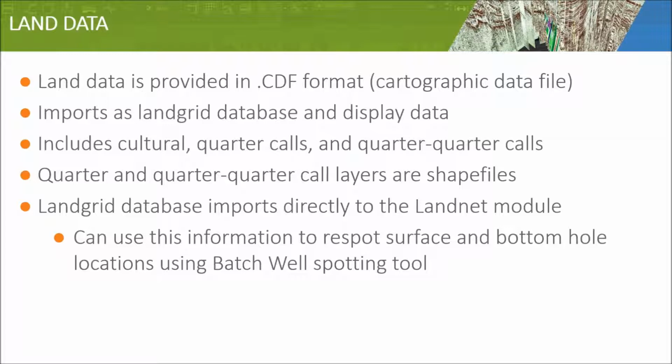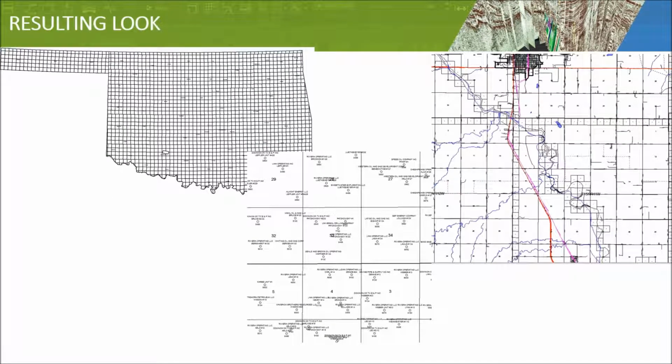The land grid database imports directly into the LandNet module. So with that, you can actually use that information to respot surface and bottom hole locations using the batch well spotting tool directly in Wellbase, as opposed to importing that data from a shapefile. You don't really get that option. Those are display only layers. You can get an idea of where your land grid is, but you can't correct any of the data afterwards.